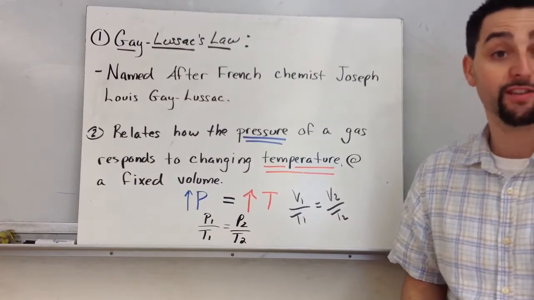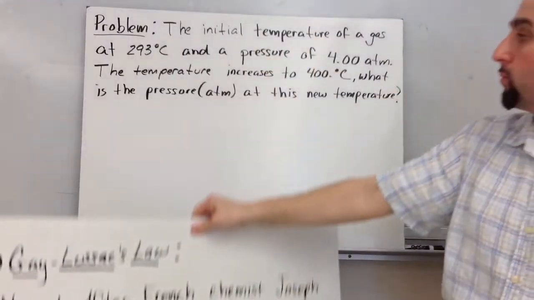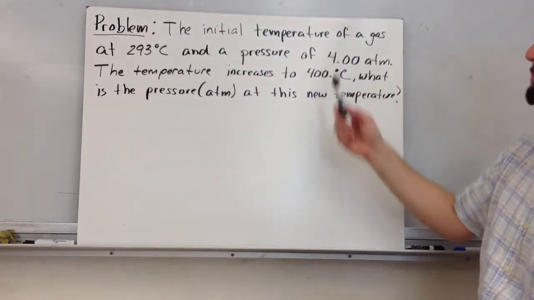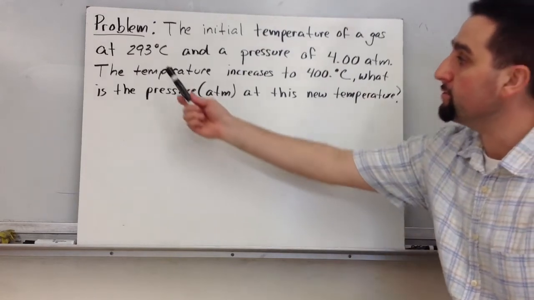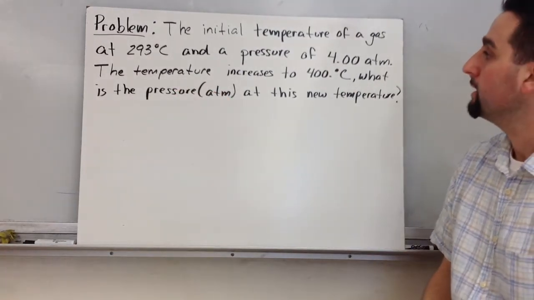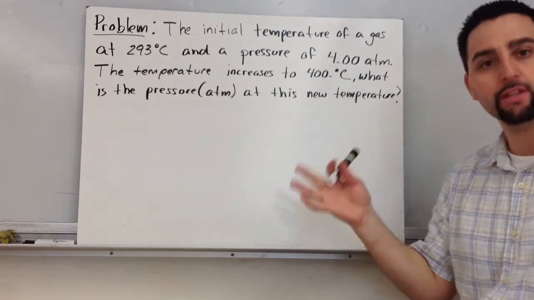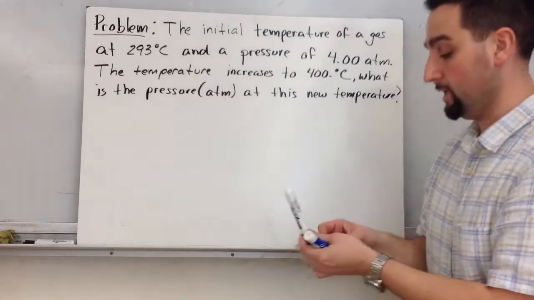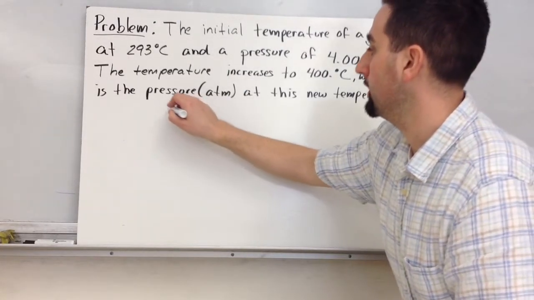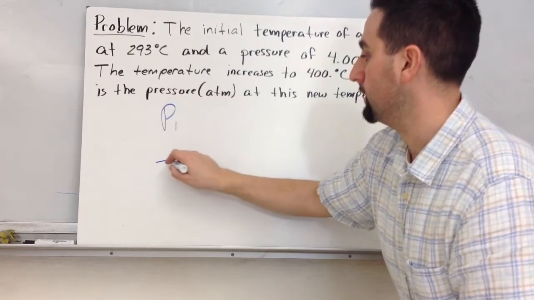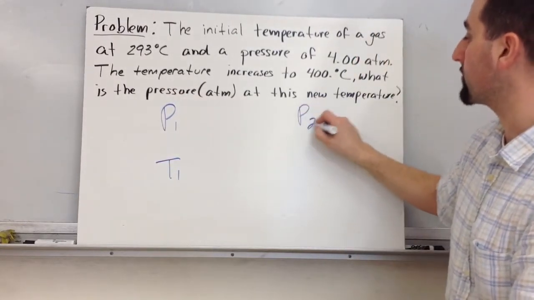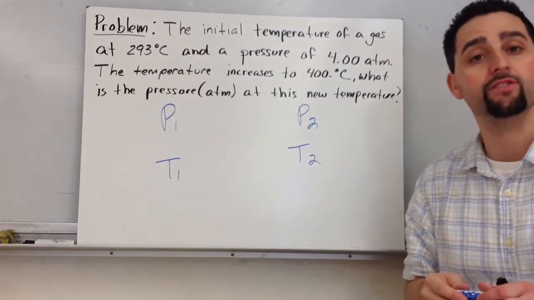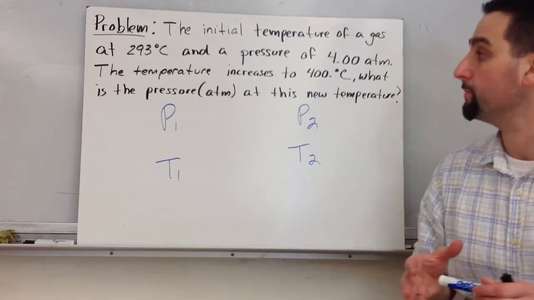Let's look at what one of these problems looks like. Here's our problem. The initial temperature of a gas is 293 Celsius and a pressure of 4 atm. So let's think about that for a second. We know we're going to use Gay-Lussac's law, and we know that the expression is P1 and T1, and there's going to be a second pressure and a second temperature. So it's a real good idea to write down some of these variables as we read through the problem.